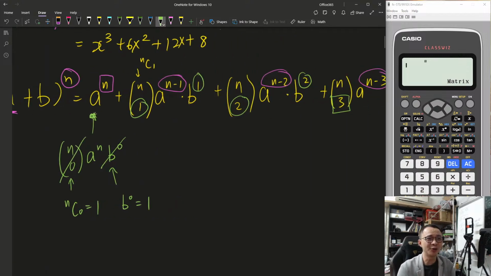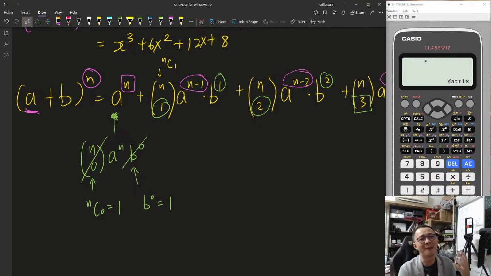Okay, now I want to teach you how to apply it quickly, because it's impossible for us to work out all the terms, right? It's going to take us a lot of time. What does nC1 mean?